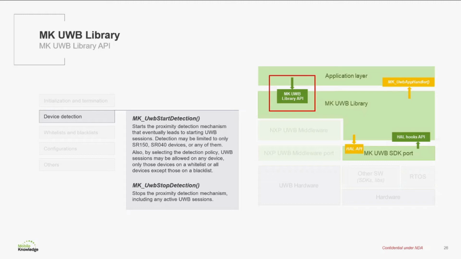Also, whitelists and blacklists may be configured as detection policy, so that either only the devices in a whitelist or all the devices except those in the blacklist are selectable for ultra-wideband sessions. Whitelisting and blacklisting can also be disabled, so the library will not apply any of these policies. After detection has started, calling MK UWB stop detection will stop it, and it will also stop any ongoing UWB sessions.